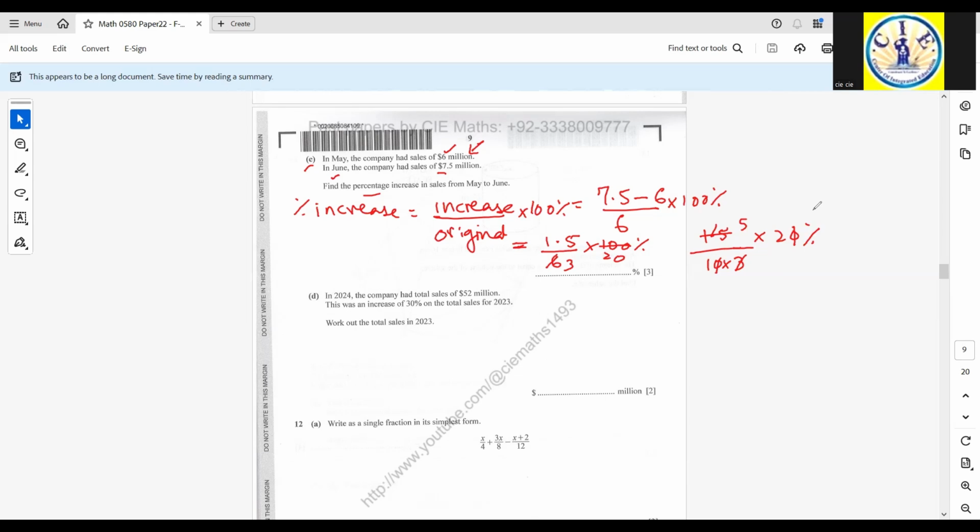7.5 minus 6 gave me 1.5, and I need to divide it by the original sale from where the sale started off in May, $6 million. So I divided it by 6, and then 1.5 divided by 6 times 100%. 2 threes are 6, and then 2 fifties, and I can do it like this.